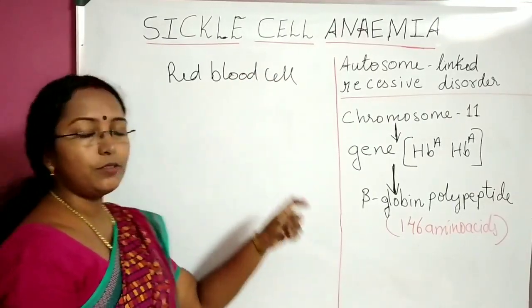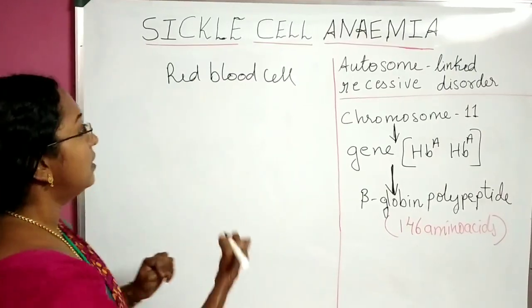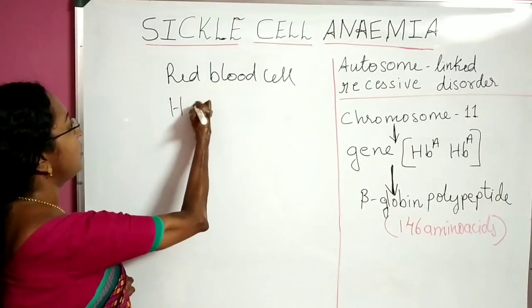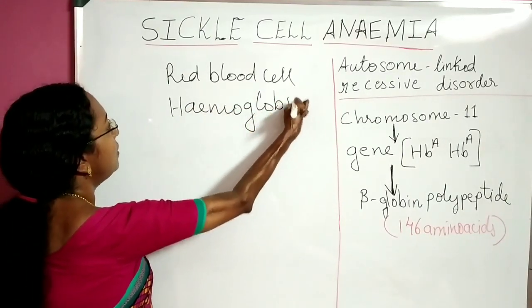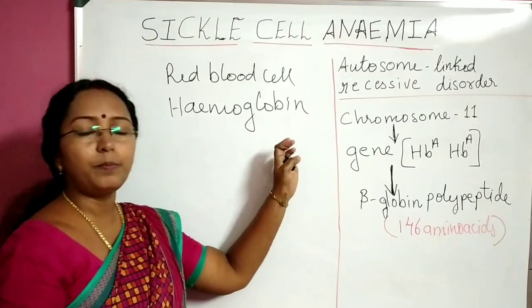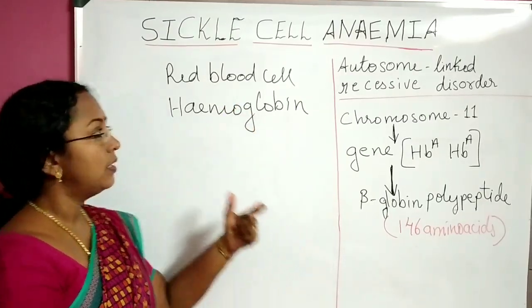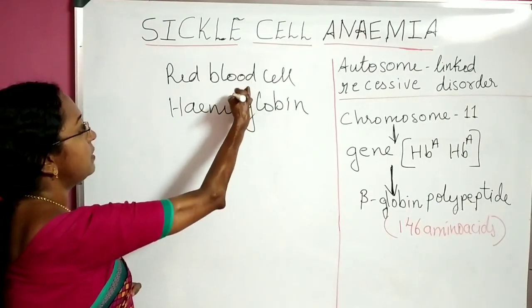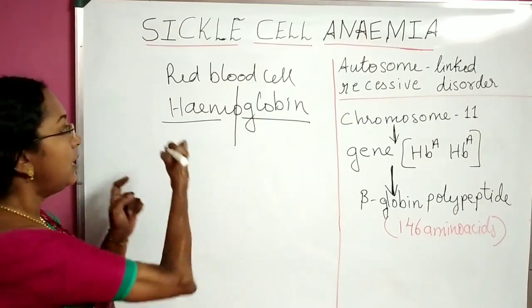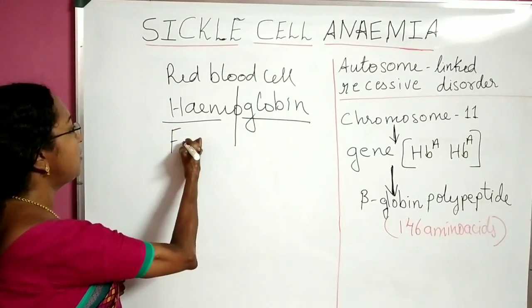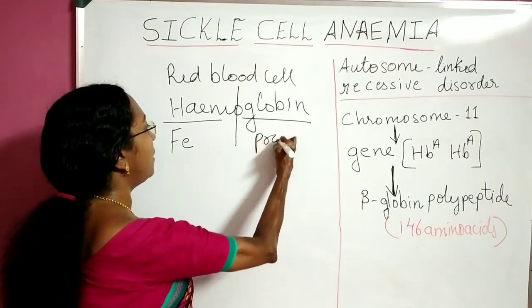The main function of red blood cell in our body is to carry oxygen, and the protein in the red blood cell which is doing that is hemoglobin. Hemoglobin is the protein present in red blood cell which carries oxygen. This hemoglobin is made up of two parts, heme and globin. Heme is the iron part. I am writing the symbol Fe for iron. And globin is the protein part.